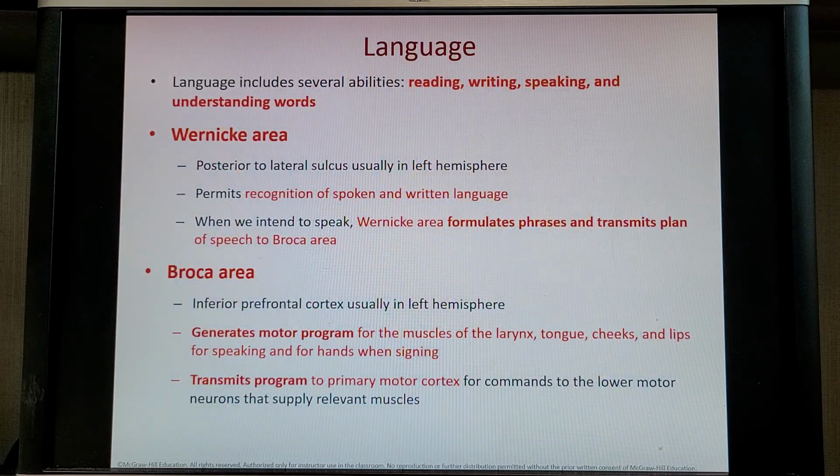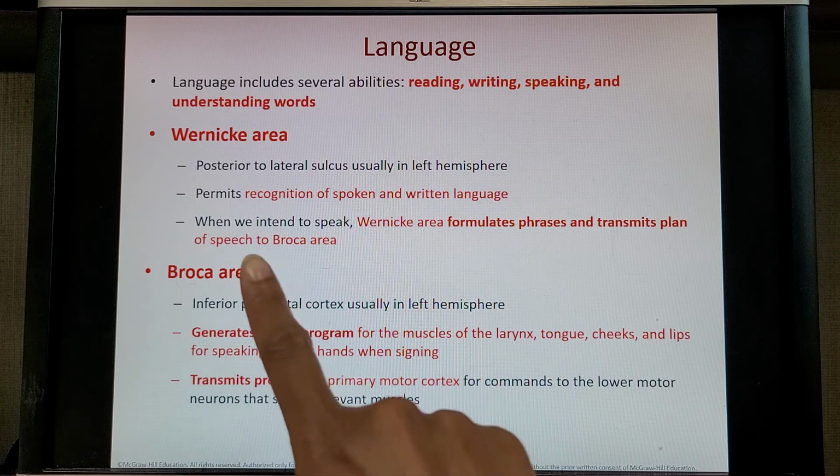So in order to understand language, that also includes reading language, writing it, speaking it, and being able to understand words. Two important areas of that are Wernicke's area, where we're able to recognize language. Then let's say we want to make a response to it. So choosing the words that we want to say, we take that plan, we send it to Broca's area.